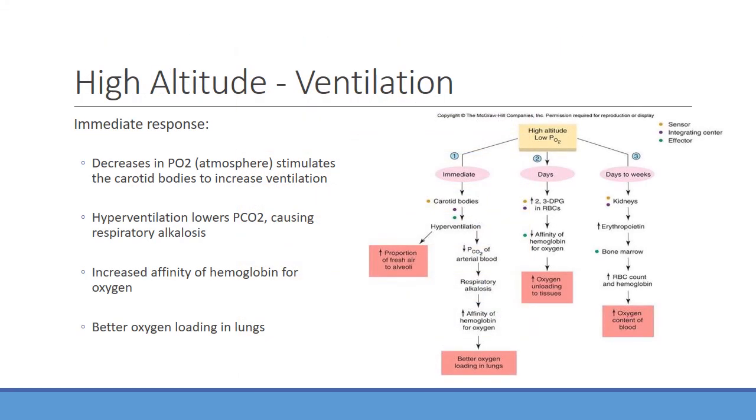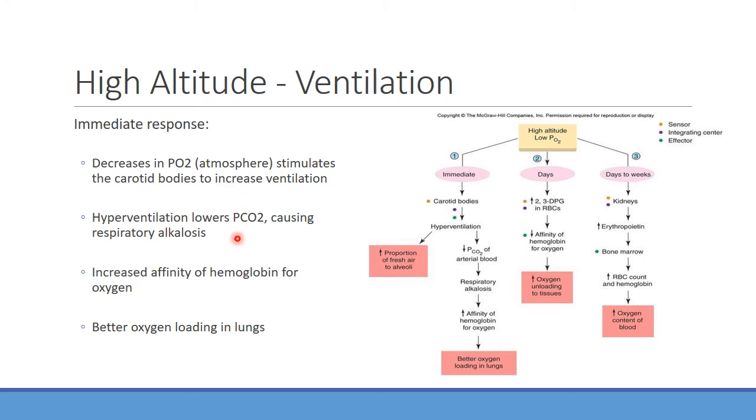So the way that the body is going to try to respond to this, so immediately this decrease in PO2 stimulates those carotid bodies to increase ventilation. So you're going to start to be breathing either deeper or more frequently. And the hyperventilation is also going to end up lowering PCO2, causing a respiratory alkalosis.